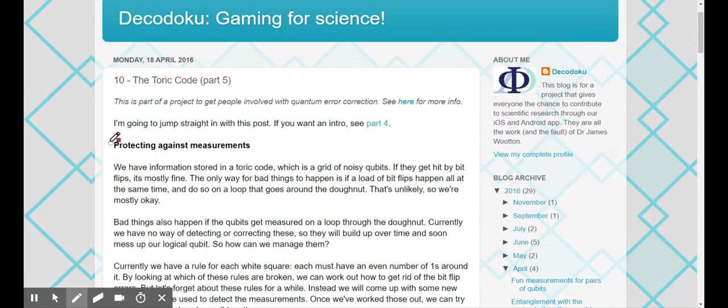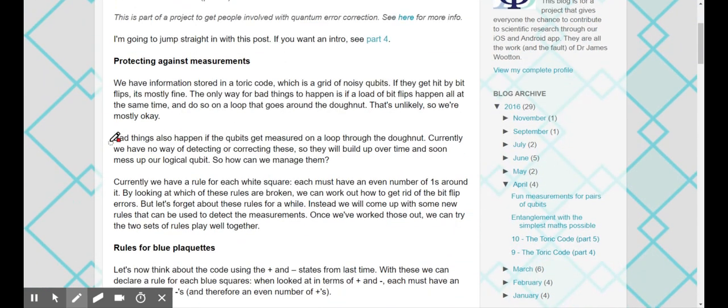But we have information stored in a toric code, which is a grid of noisy qubits. The only way the bad things can happen is if a load of bit flips happen. If bad things also happen, the qubits get measured. Clearly, we have no way of detecting or correcting these, so they will build up over time and soon mess up our logical qubits. Okay, how can we manage them?